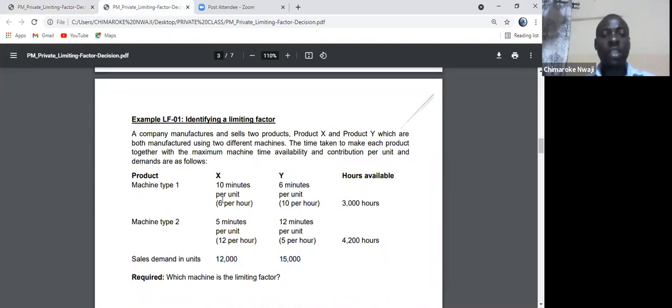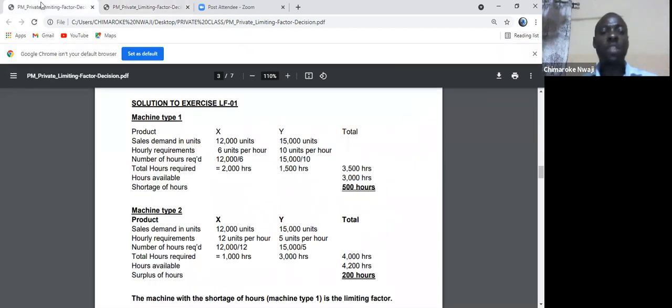And it takes you 6 units to be produced in 1 hour. So what it means is that in 1 hour, you produce 6 units. How many hours will it take you to make 12,000 units? So you simply say 12,000 units is what you are aiming at, divided by 6 units in 1 hour. That will give you 2,000 hours, making the whole 12,000 units.